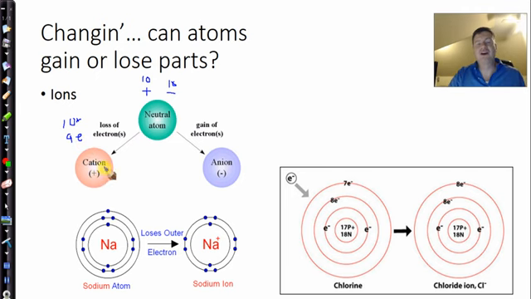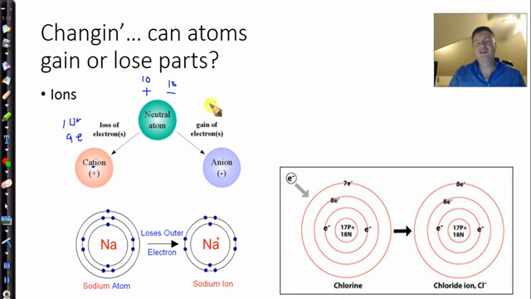So if we have any positively charged atom, we call that a cation, or positive. And how do you remember that? There's a little plus in the middle of that. That little t is a plus, and that's how you remember that's a positively charged ion. It's an ion with more positives than negatives, so it's got a positive charge.